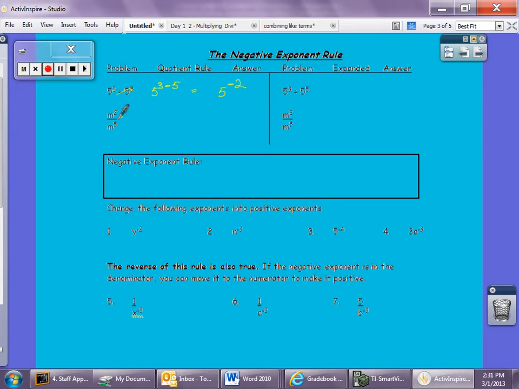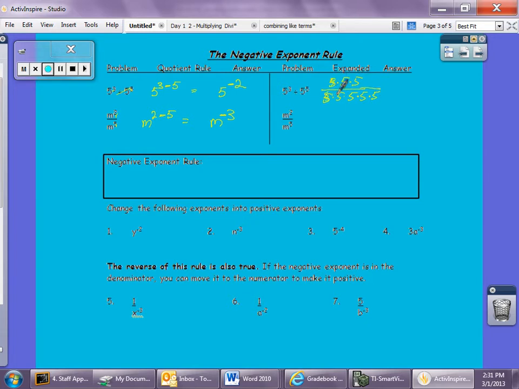Now I can do the same thing. The quotient rule says I'm going to subtract these. Well, 2 minus 5 will equal m to the negative 3rd. Well, we can also write it in expanded form. Well, 5 to the 3rd is 5 times 5 times 5, and 5 to the 5th is 5 times 5 times 5 times 5 times 5.